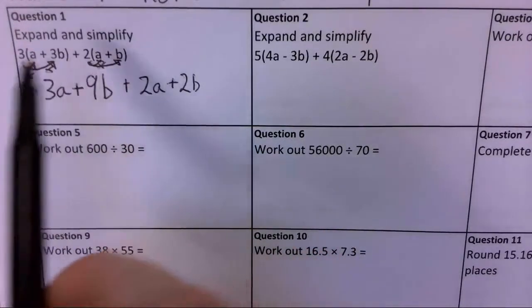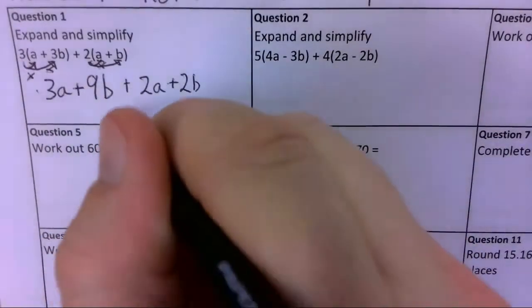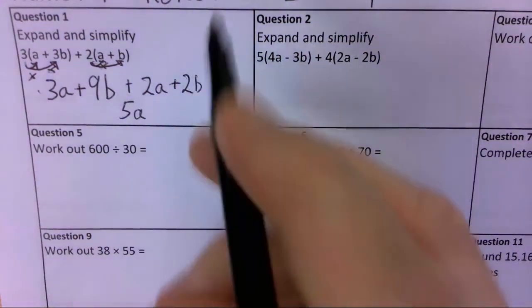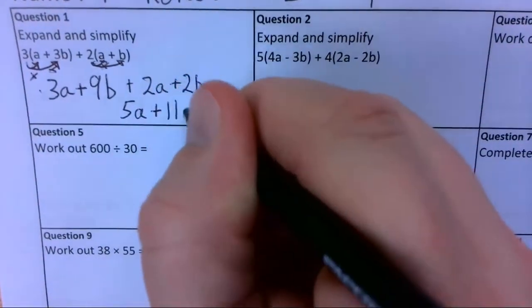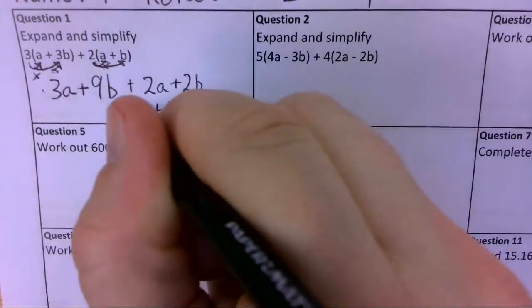And now we're going to collect the like terms. If I've got 3a and another 2a, I've got 5 lots of a. If I've got 9b and another 2b, I've got 11 lots of b. And that's your answer.